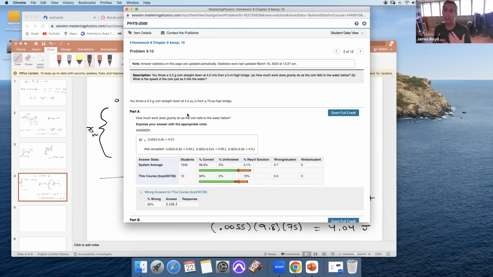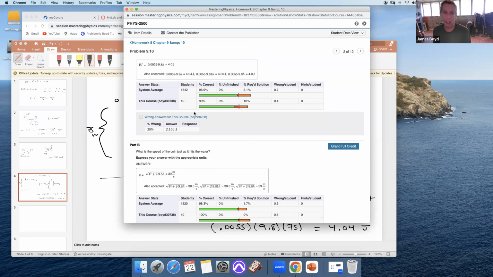Basically, gravity is increasing the kinetic energy. It's speeding up the coin as it falls down. Had it been traveling upward, gravity would have done negative work and its kinetic energy would have decreased and it would have slowed down until eventually reaching the top.